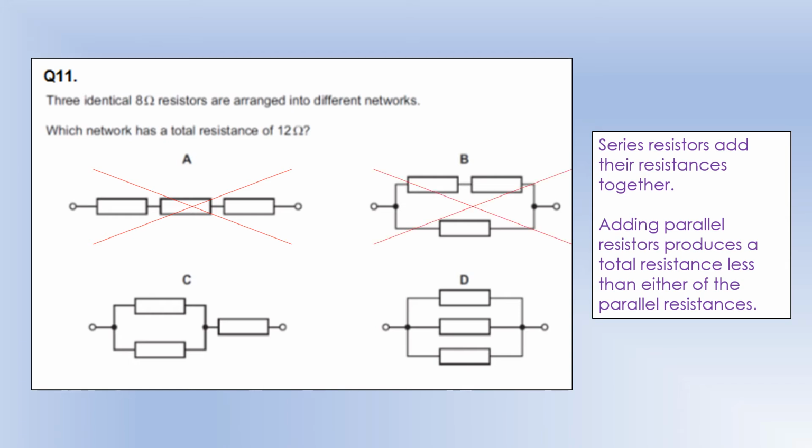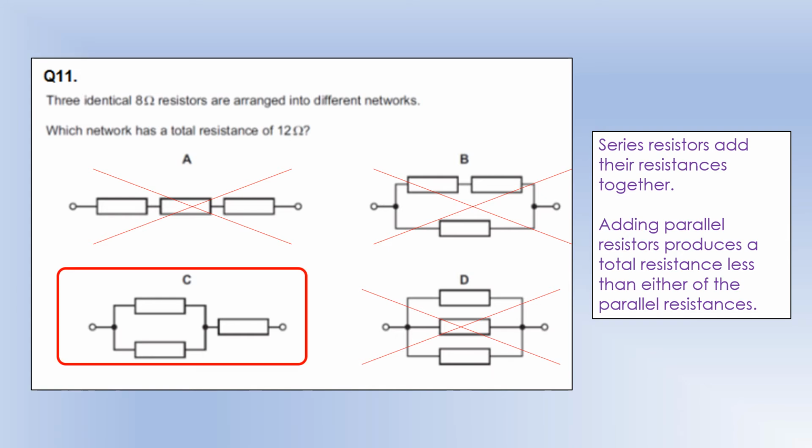Circuit B we can get rid of because it must have a resistance less than 8 ohms. Likewise, D we can get rid of. It must have a resistance less than 8. It will actually be 8 over 3. So we're left with it must be C. If we have 2 8s in parallel, that gives us a total resistance of 4. Add that to 8 and we can see we get 12, so that works.